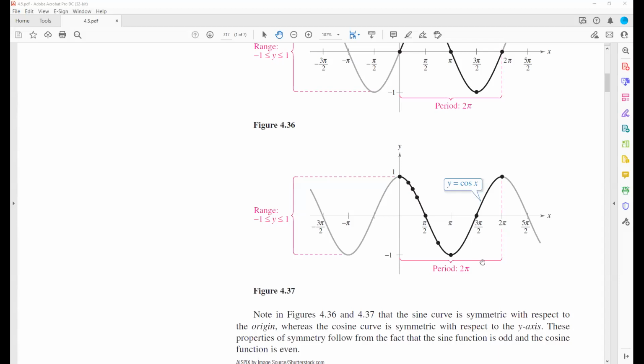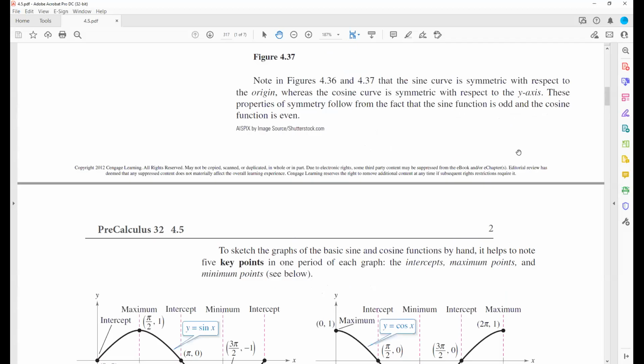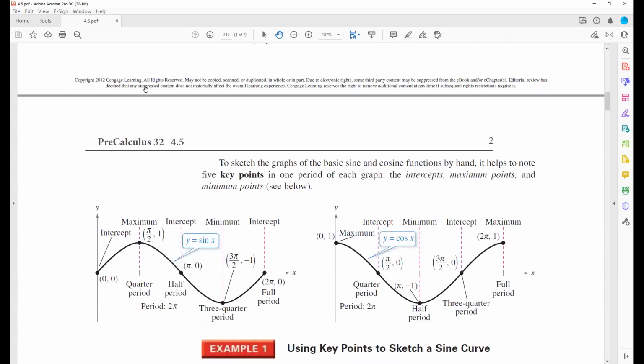As you can see, the period of the cosine function is also 2 pi. The graph has a behavior between 0 and 2 pi, and it keeps repeating the same behavior to the right and also to the left. So the periods of sine and cosine are both the same. Very well. So let's take a look at these in more detail.